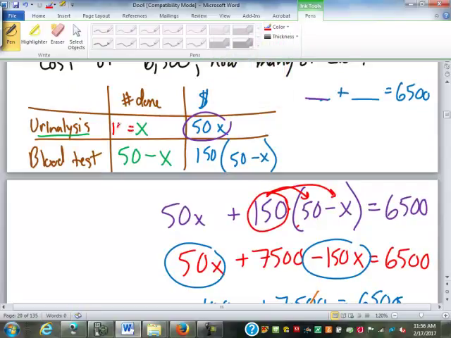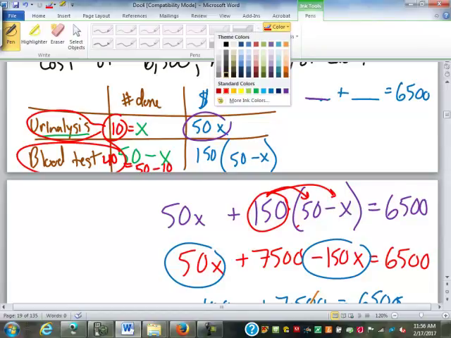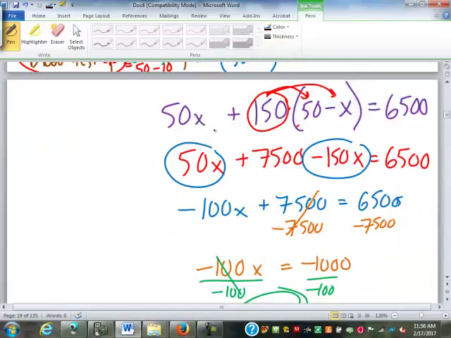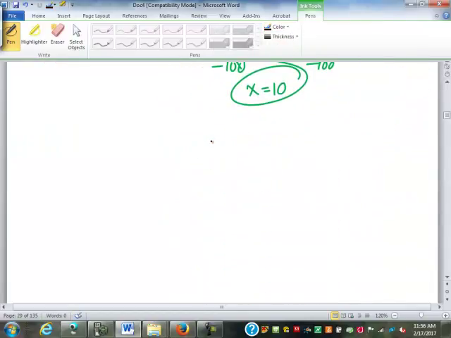If x is 10, there were 10 urinalyses done. 50 minus x then is 50 minus 10, or 40 blood tests. So just a different way of approaching the exact same problem. So you can see sometimes expressing these word problems in terms of an equation can be a little tricky.